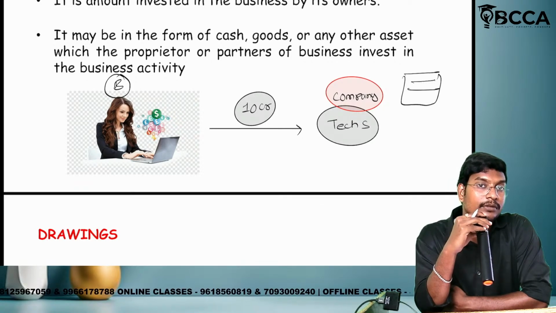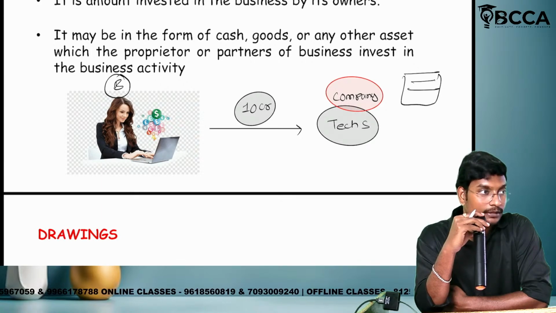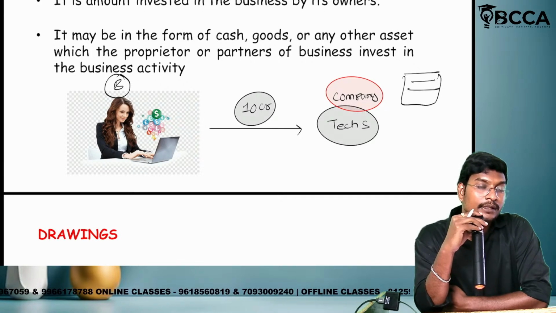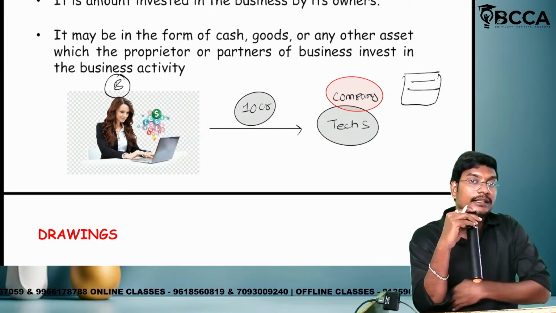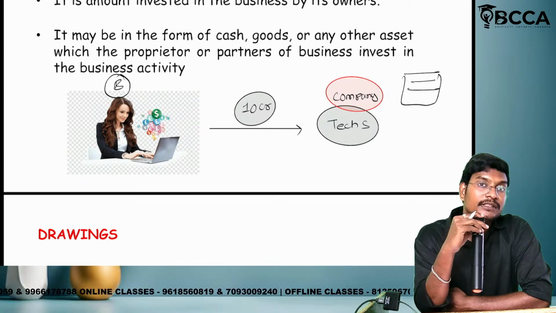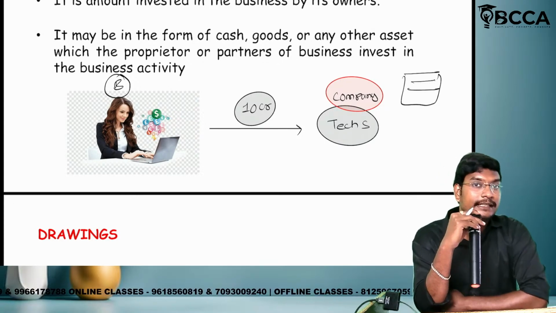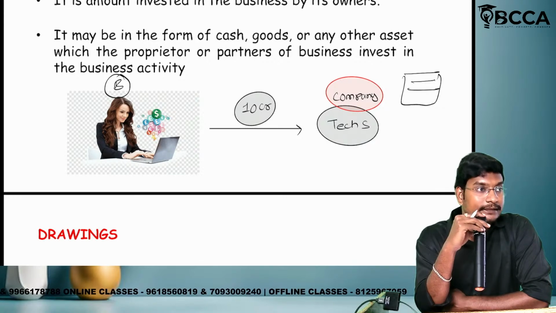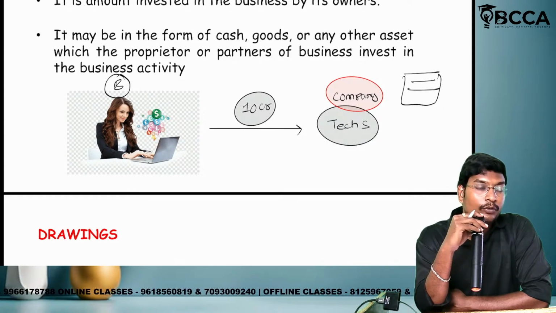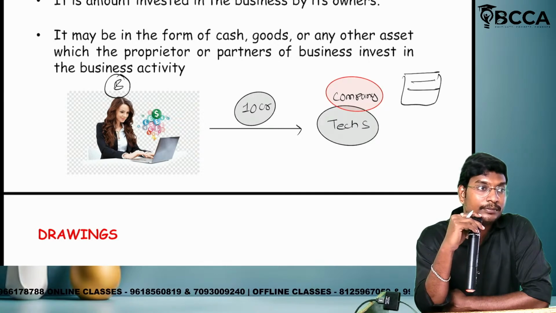What is the concept? Entity concept. In that entity concept, what is the meaning of concept? Concept means principle. Principle means nothing but the rules and regulations we have to follow in accounting. In that, one of the concepts is called the entity concept. What the concept is saying is business is a different person and owner is a different person. Owner is nothing but proprietor. Business is a different person and proprietor is a different person.